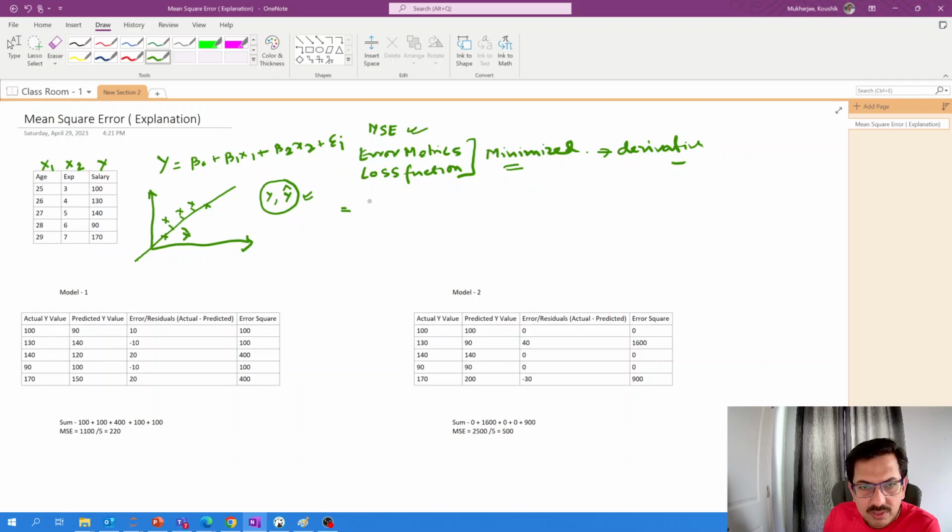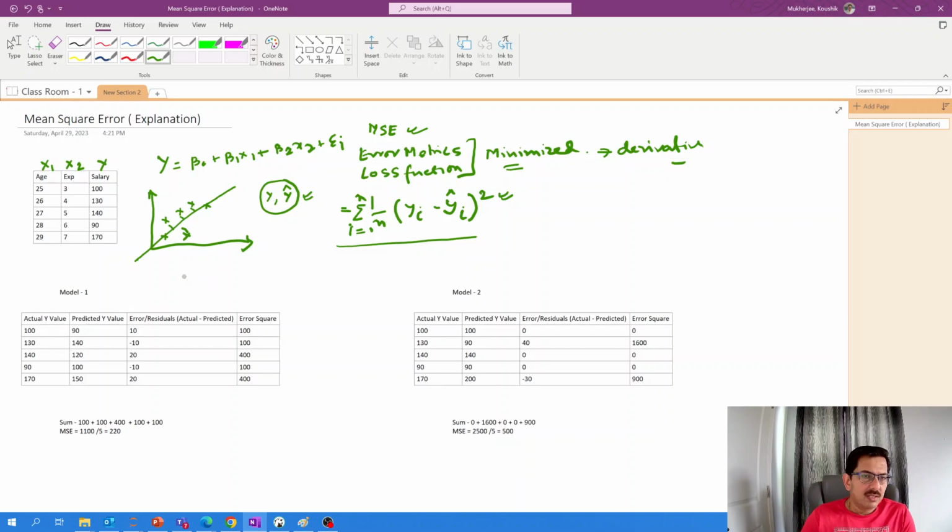The MSE formula is one by n, the summation from i equal to 1 to n, of the actual y value of each observation minus the predicted value, the whole thing squared. Now the question is why we are doing this square. Why don't we stick to the mean absolute value?